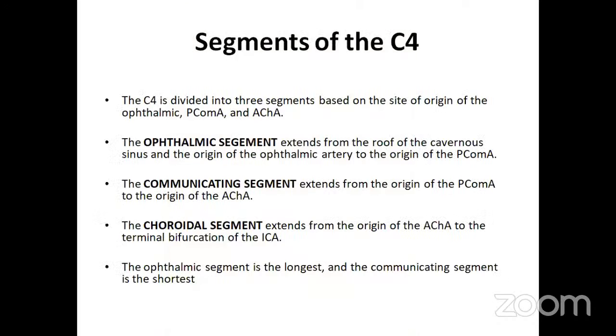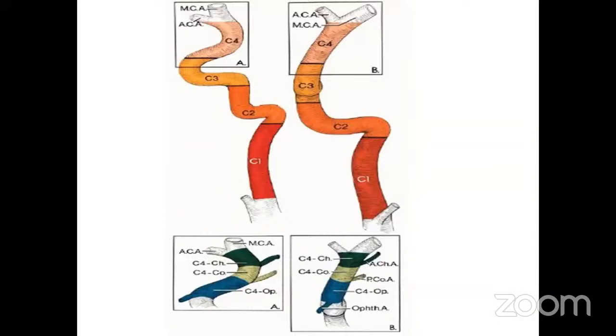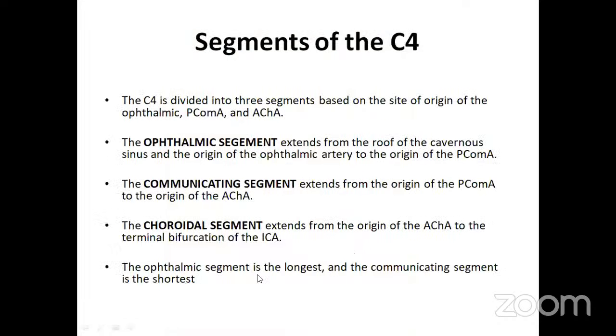The third segment is the choroidal segment, and it extends from the origin of the anterior choroidal artery to the terminal bifurcation of the internal carotid artery into the middle cerebral and anterior cerebral arteries. So this dark green colored is the choroidal segment. It starts from the anterior choroidal artery and ends where the internal carotid artery bifurcates into ACA and MCA branches. The ophthalmic segment is the longest and the communicating segment is the shortest of them.